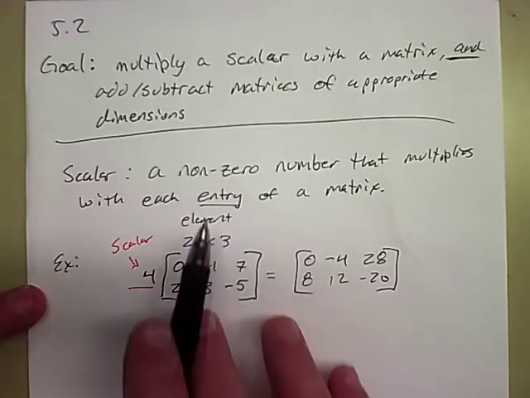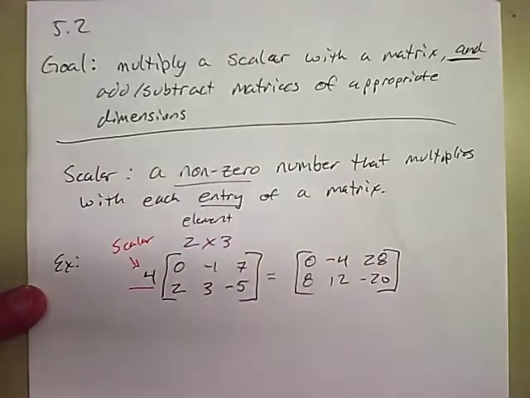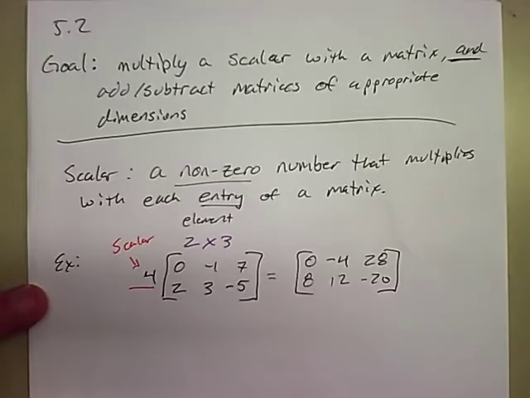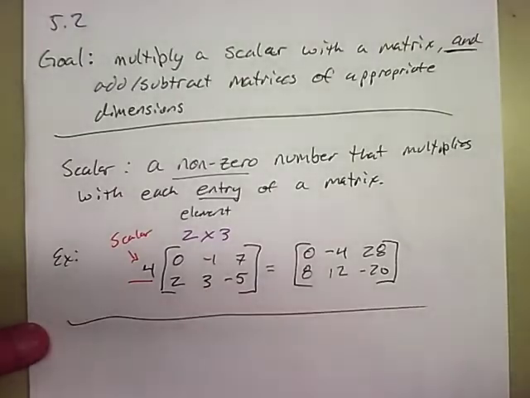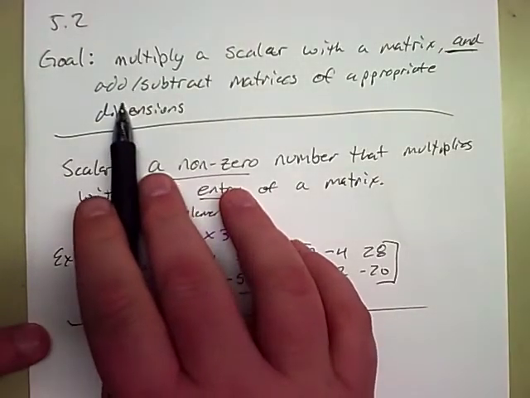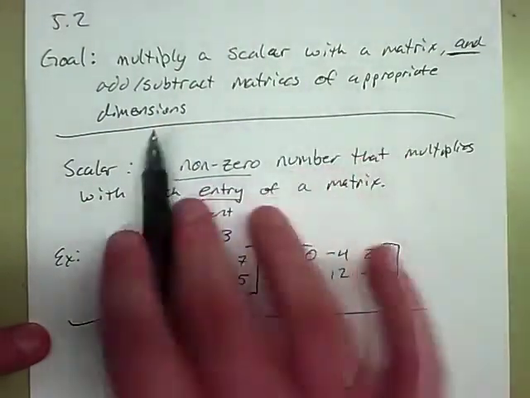And again, a scalar cannot be 0. 0 times a matrix is really silly, and nobody's ever done it, so it's not something you'll ever see. So that's multiplying a scalar. Now, let's get to our second goal, which is to add and subtract matrices of appropriate dimensions.